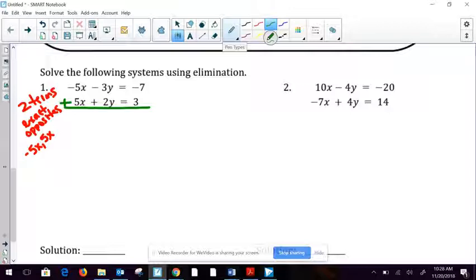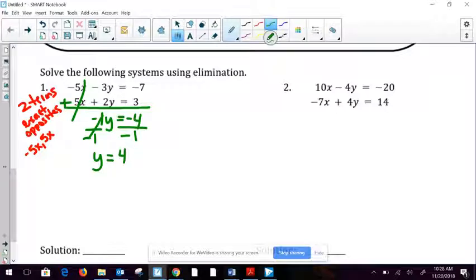So now when I add up a negative 5x and a 5x, that gives me 0, right? So that means that that is eliminated. And so now I go ahead and add the other ones. What is a negative 3y plus 2y? Good, a negative 1y. And finally, what is negative 7 plus 3? Great, negative 4. Now, y is not by itself because I have a negative sign in front of it, so I do need to go back and divide both sides by that negative 1. So when I do that, I get y is equal to a positive 4.